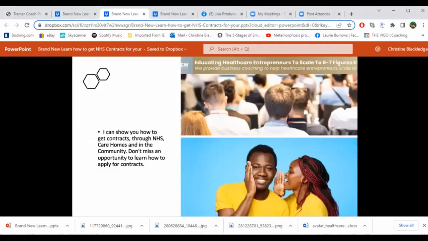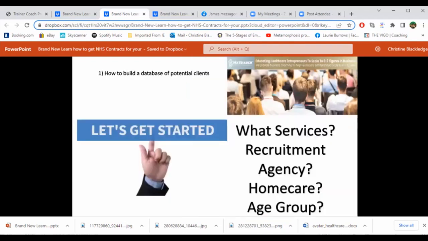I can show you how to get contracts through the NHS, care homes, and in the community. I don't want you to miss out on this opportunity of applying for contracts, but there's a process that needs to be done first. So how do you build a database of potential clients?